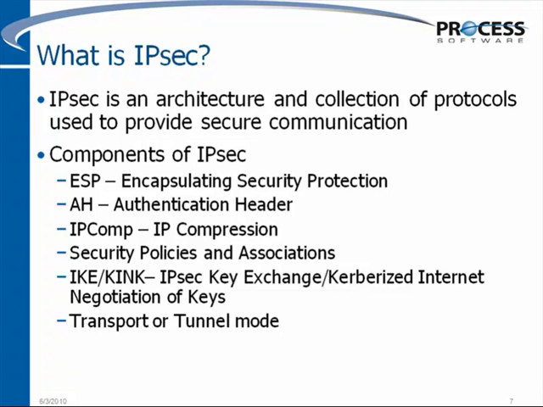There are a number of components, or protocols, within these. They encapsulate security protection, which is the encryption that people may think of initially. An authentication header, which provides for data integrity without encryption, and also verifies that the packets come from who they say they are, and that they aren't being replayed. An optional compression layer, because compression does not work well after encryption. Security policies and associations, a key exchange protocol, and IPsec can operate in tunnel or transport mode. We'll get more into these as we get further into the slides.